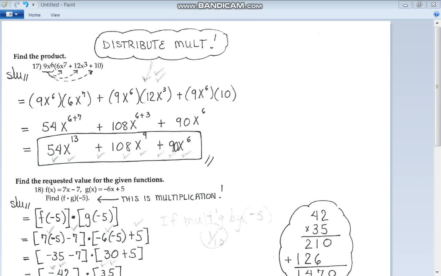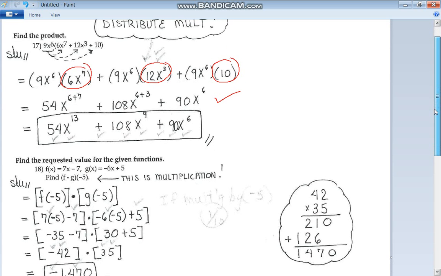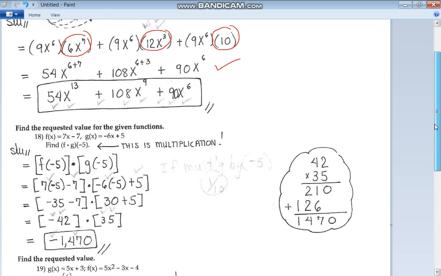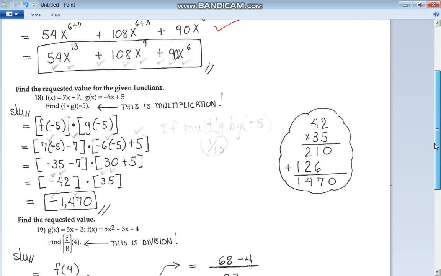Now we're doing number 17, find the product. We're going to distribute the multiplication. So 9x to the 6 times the first term plus 9x to the 6 times the second term plus 9x to the 6 times the last term gives us this result, and if possible, combine any like terms. Our final answer is 54x cubed plus 108x to the 9th, because you add the exponents when you multiply x to the 6th times x to the 3rd, plus 90x to the 6th.